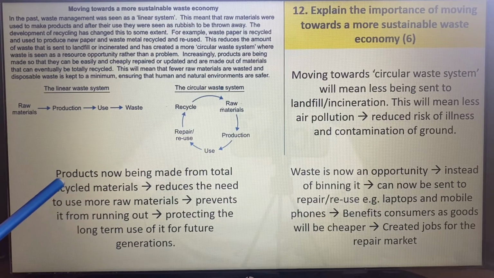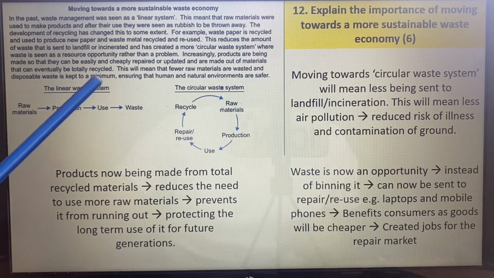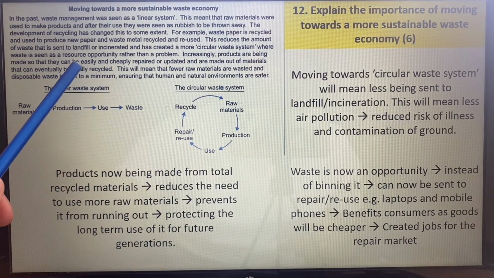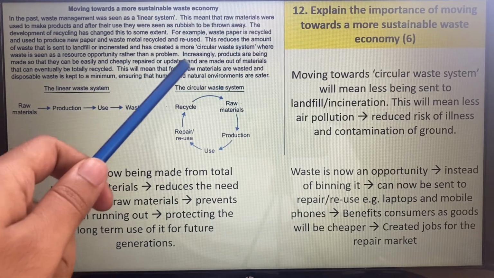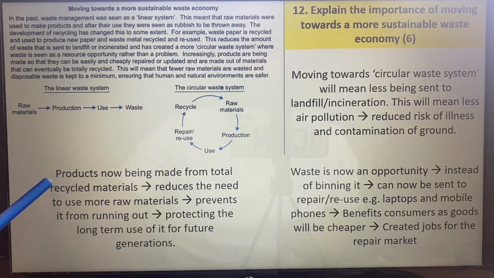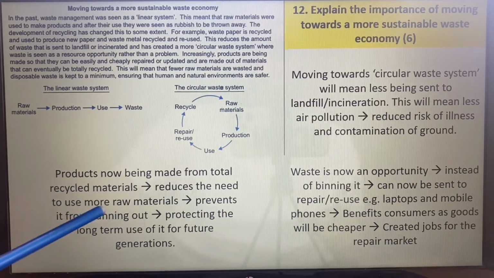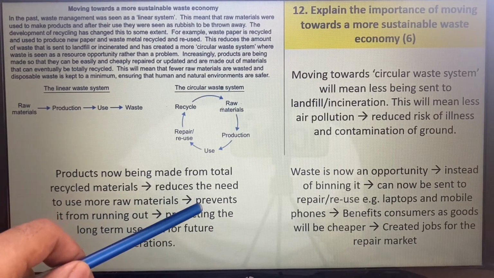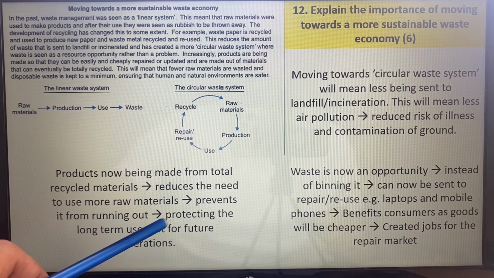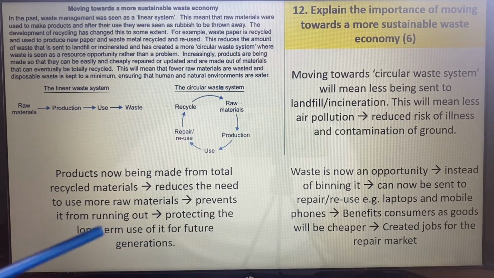And the last argument you can make, if you read this part carefully, is that things are easily and cheaply repaired now, and they're made out of materials that can be totally recycled. So you could say that products are now being made, instead of from raw materials, from totally recycled materials. What's the benefit of that? It reduces the use of raw materials, so those raw materials won't eventually run out. We're protecting those materials for long-term use, so now we've got raw materials that could potentially last for future generations.